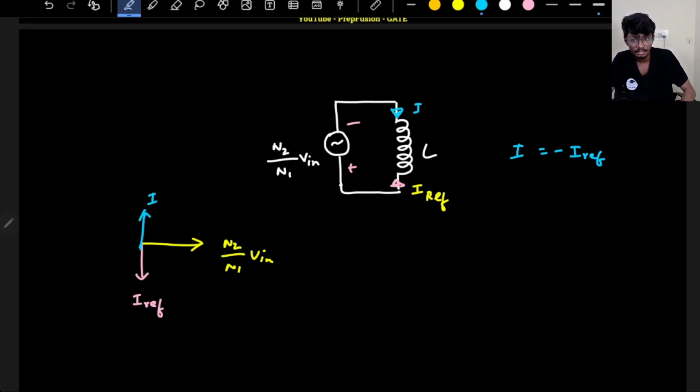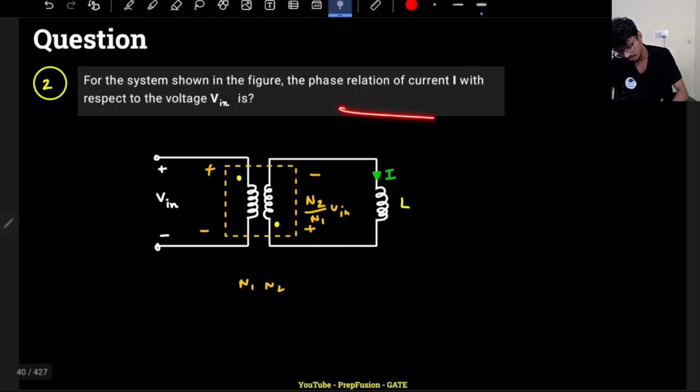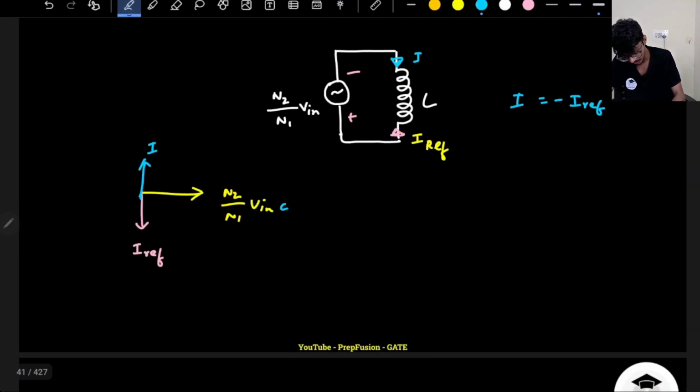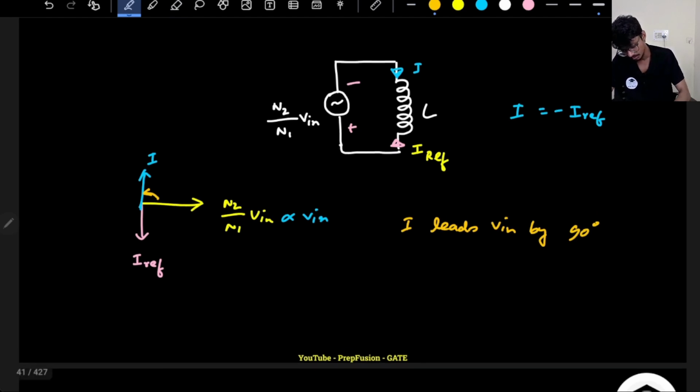Now can you tell me what will be the phase relation of the current I with respect to voltage? N1 by N2 is just a scalar number, right? So I can roughly write I as proportional to voltage only, and N1 by N2 is just a positive scalar. So this angle will tell me the phase relationship between I and Vin. I can observe that I leads Vin by 90 degrees. So actually the phase relationship between I and Vin is leading.